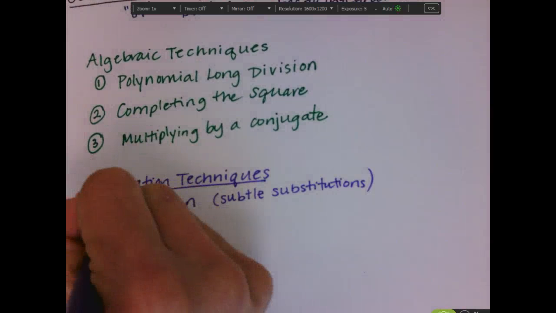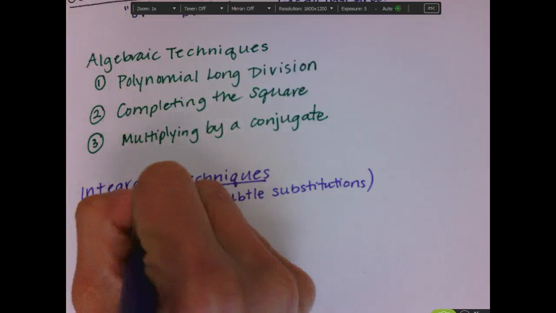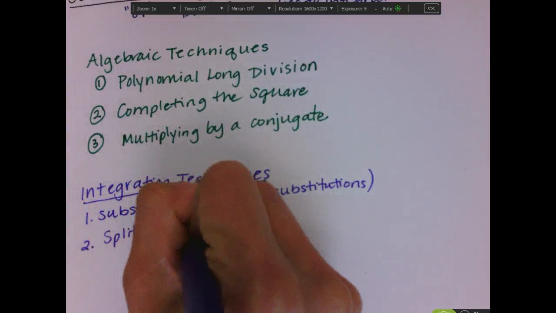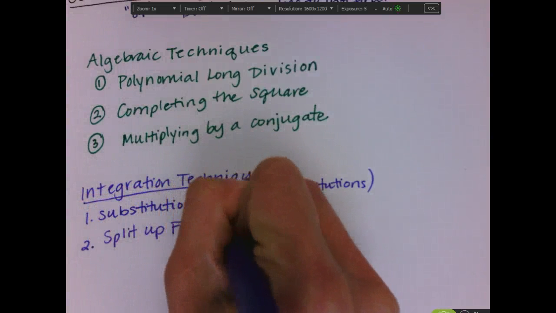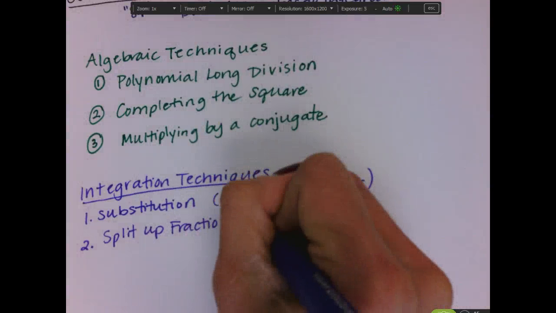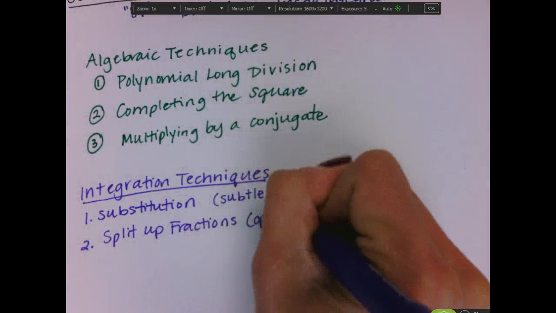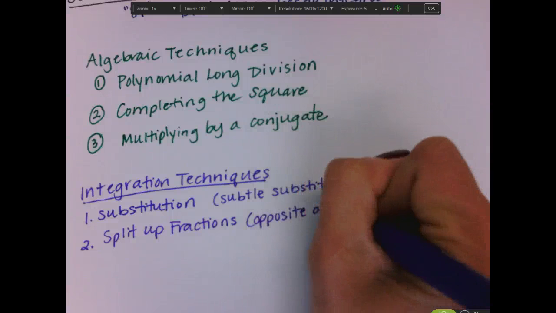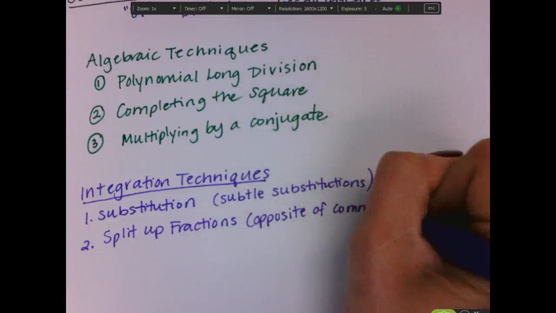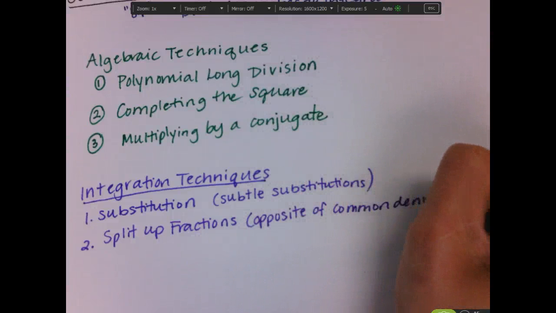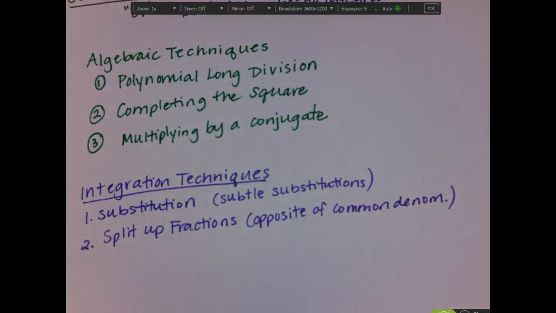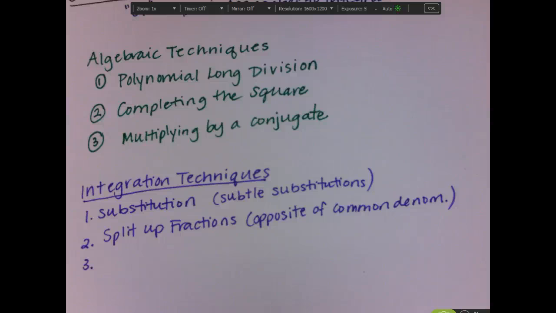The book also refers to something called subtle substitution, and that just means that in some cases you may need to rewrite the given expression a little bit before the substitution becomes more obvious. So that's one technique we will use. Another technique is splitting up fractions. It's sort of like the opposite of getting a common denominator. Rather than taking two fractions, getting a common denominator and bringing them together into one fraction, we'll split them apart. Sometimes that makes it easier to integrate.